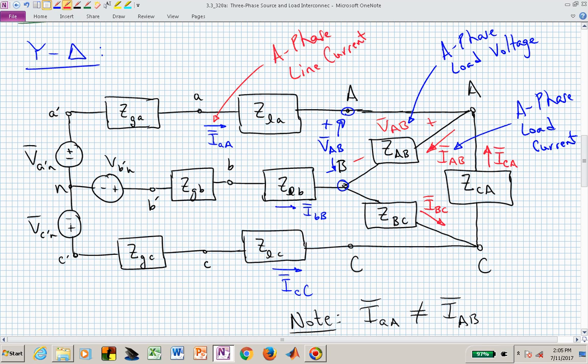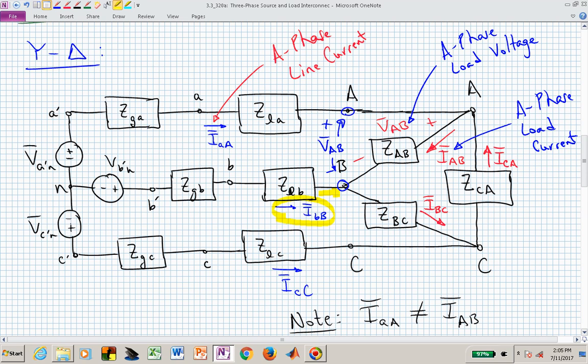This is a delta configured load, and the B phase load current is not the same as the B phase transmission line or line current. Here is the transmission line B phase current, and it now goes into this particular node, but now it has to be somehow divided among I sub AB and I sub BC, and we can find that by performing a KCL at that particular node.